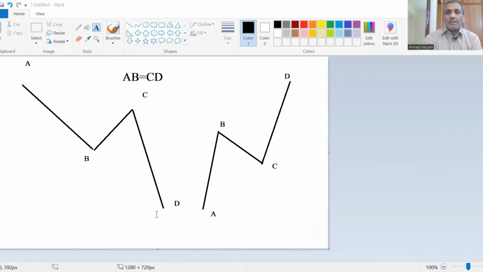It can also be a Fibonacci ratio. For example, CD can be 0.618 of AB. CD can also be 1.27 of AB, 1.618 of AB, or 2 of AB. We also use these ratios. This is a leading indicator.